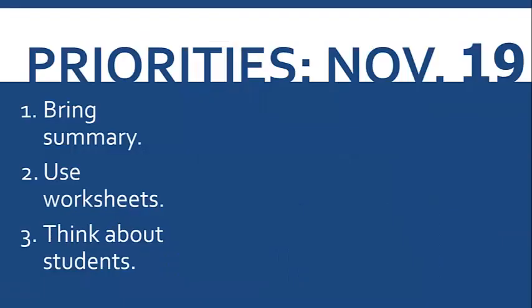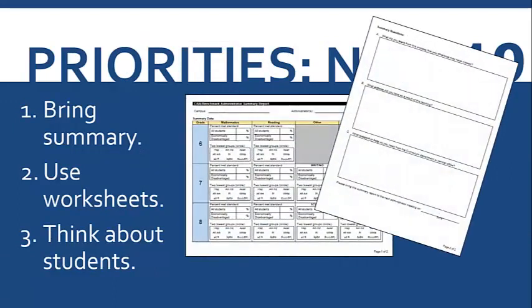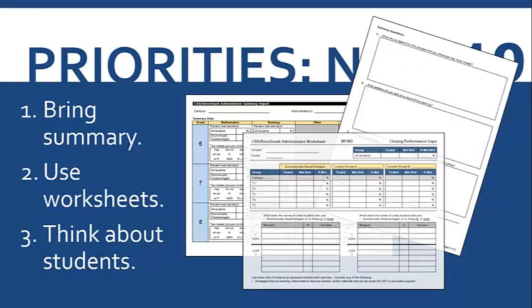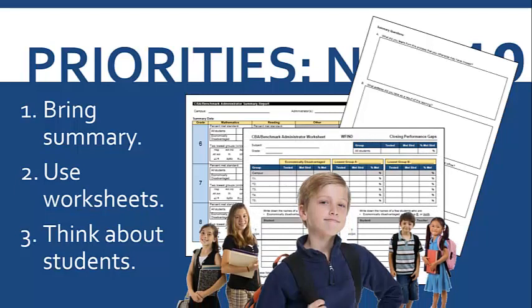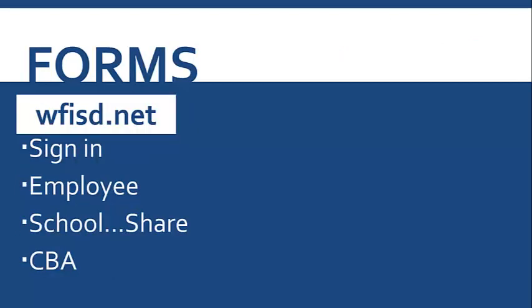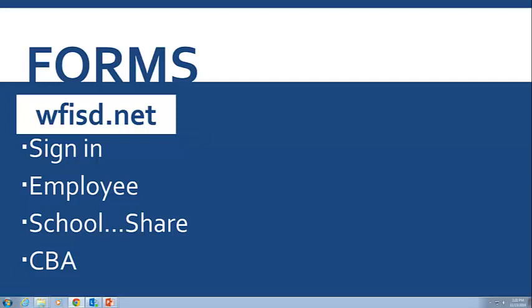Remember that the priorities for the 19th meeting is to bring your summary data. Those pages look like this. In order to complete those, you needed to use these worksheets. And the whole purpose, of course, is to think about students and how they're doing. If you don't have those forms or need to find extra copies, you can do that on the district website.